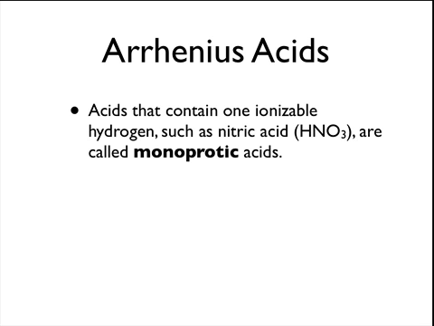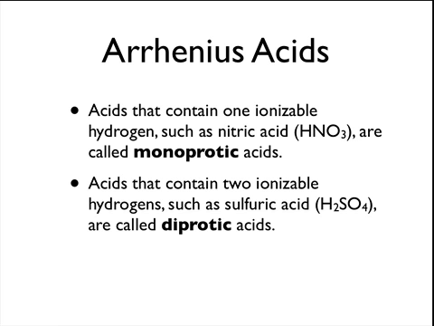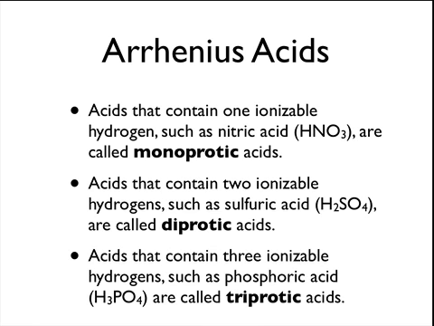Acids that contain one ionizable hydrogen, such as nitric acid, HNO3, are called monoprotic acids. The prot stands for proton. Acids that contain 2 ionizable hydrogens, such as sulfuric acid, H2SO4, are called diprotic acids. Acids that contain 3 ionizable hydrogens, such as phosphoric acid, H3PO4, are called triprotic acids. So the protic is referring directly to the hydrogen.